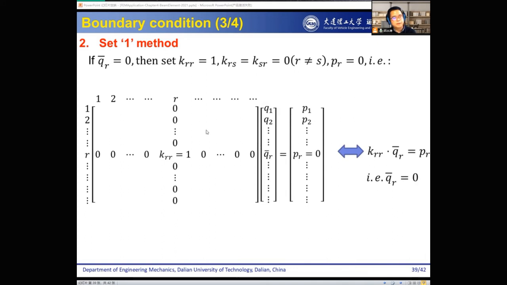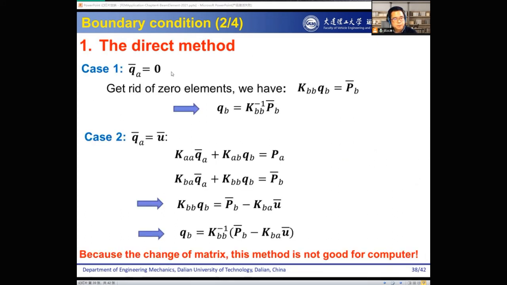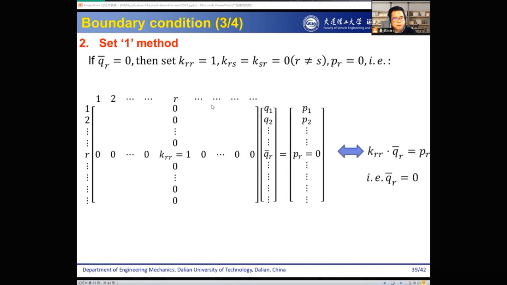So what is the preferred method? We don't prefer the direct method, so we introduce two preferred methods. The first method is the set one method. For example, if we have this boundary condition Q0, QR equals 0, then we use the set one method. So we set the corresponding QR equal to 1, and the others equal to 0.